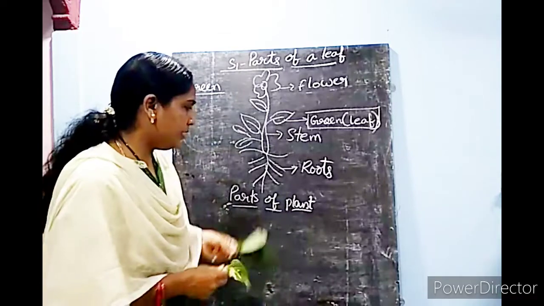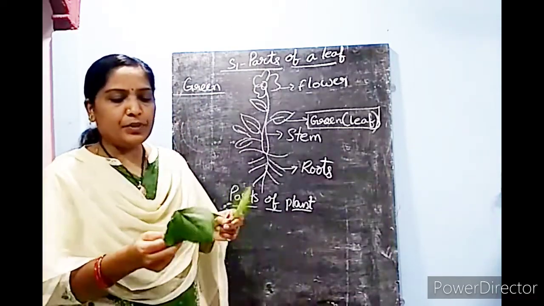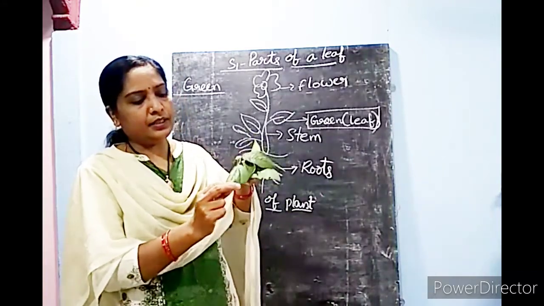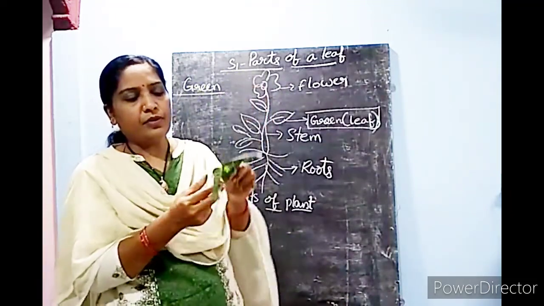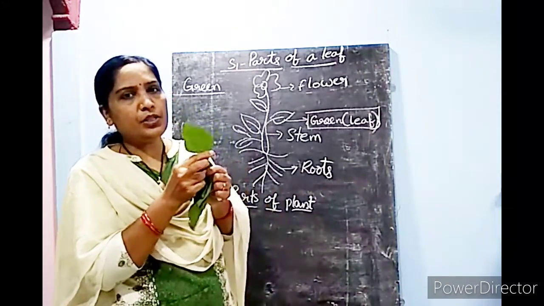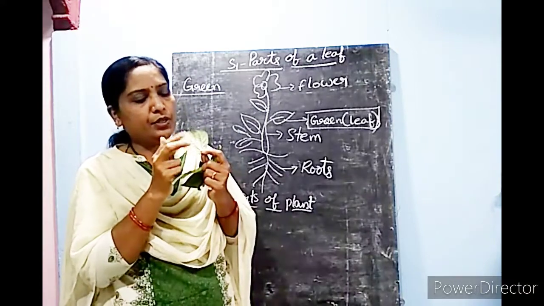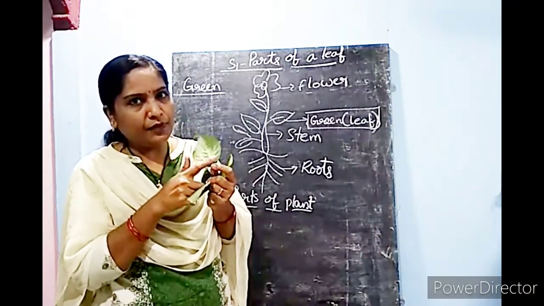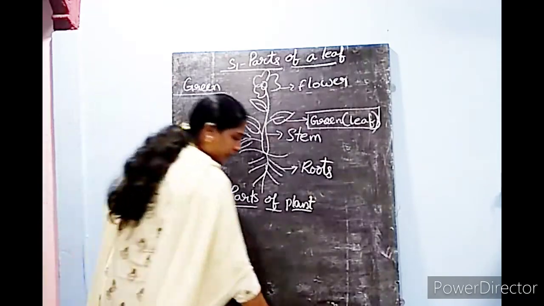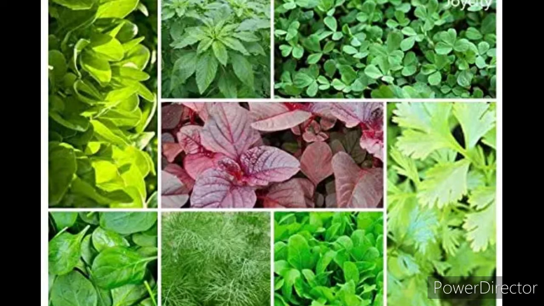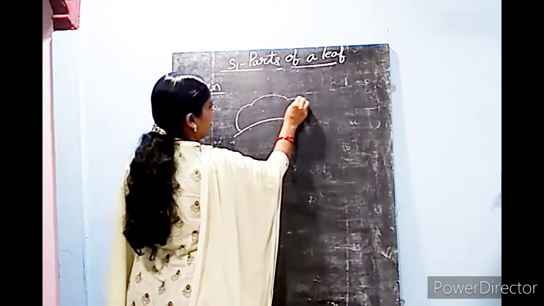So now we will see what parts are present in a leaf. Now observe this, the upper part is smooth, and this is the lower part of a leaf. To observe the parts of a leaf, you need to see the lower part. The lower part gives you a clearer idea about the different parts. So now we will see the lower part of a leaf and what different parts are present in it. We will see now.